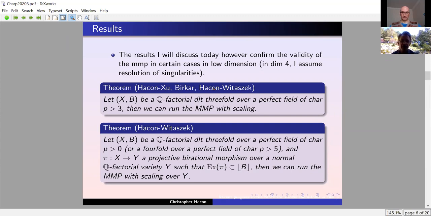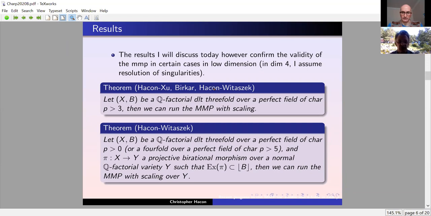So if you take a Q-factorial DLT threefold, again, if you're not familiar with DLT pairs, just think of a smooth projective threefold and ignore the boundary, over a perfect field of characteristic greater than 3, then we can run the minimal model program with scaling. If we start with a pseudo-effective pair, we get to a minimal model. And if we start with something that's not pseudo-effective, we actually get to a Mori fiber space. So that's what we were sort of hoping for from the characteristic zero picture.